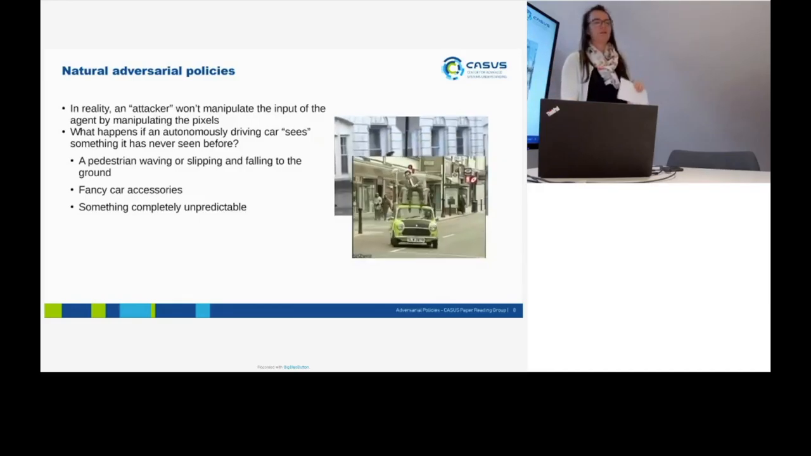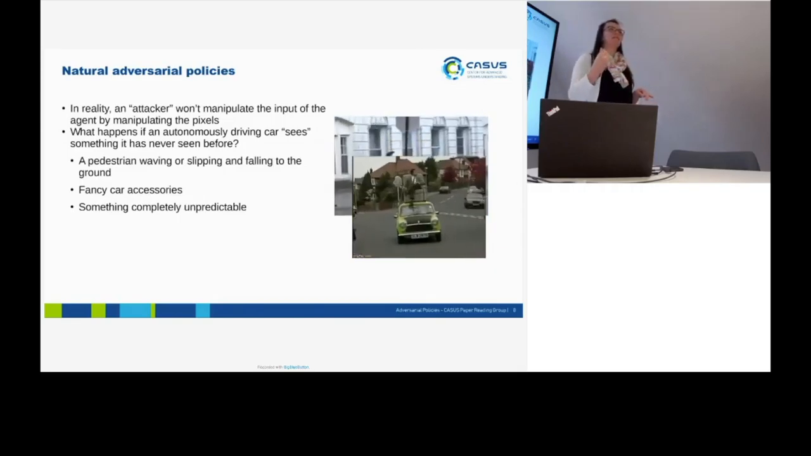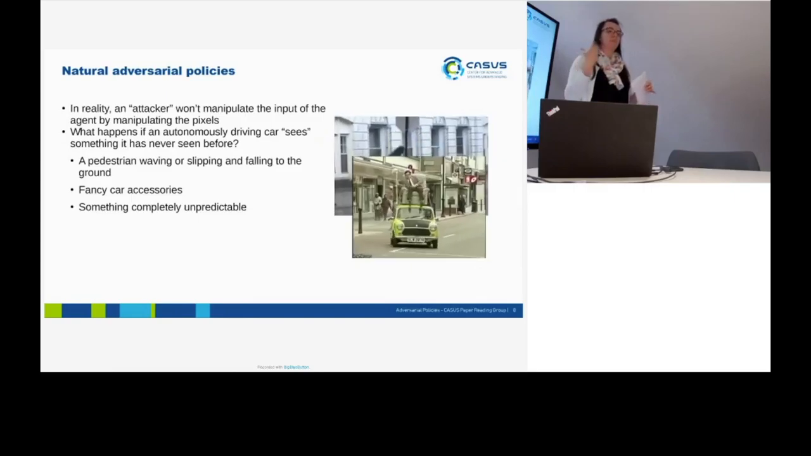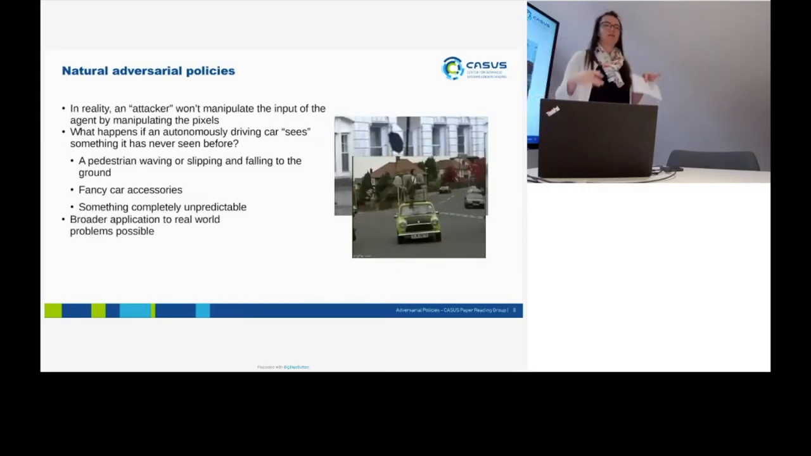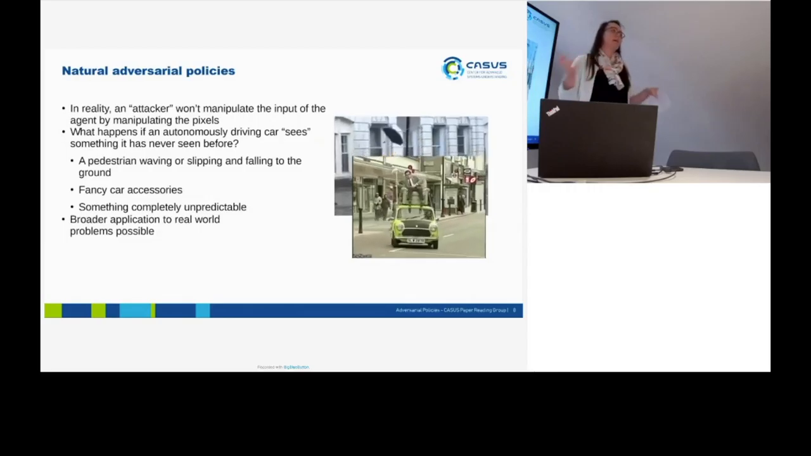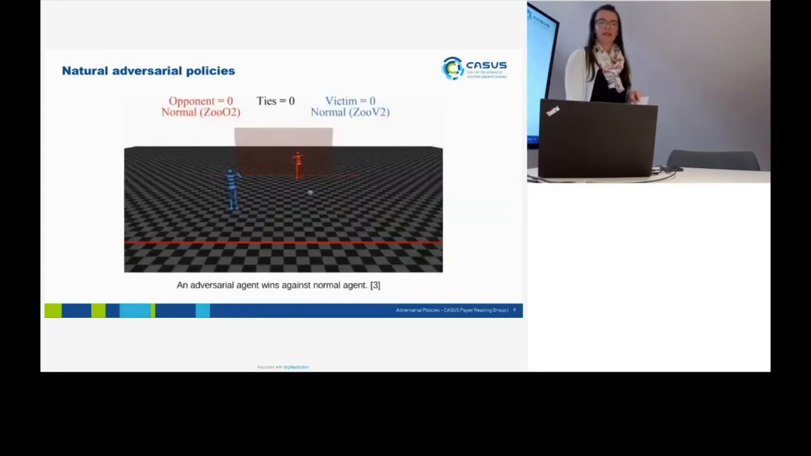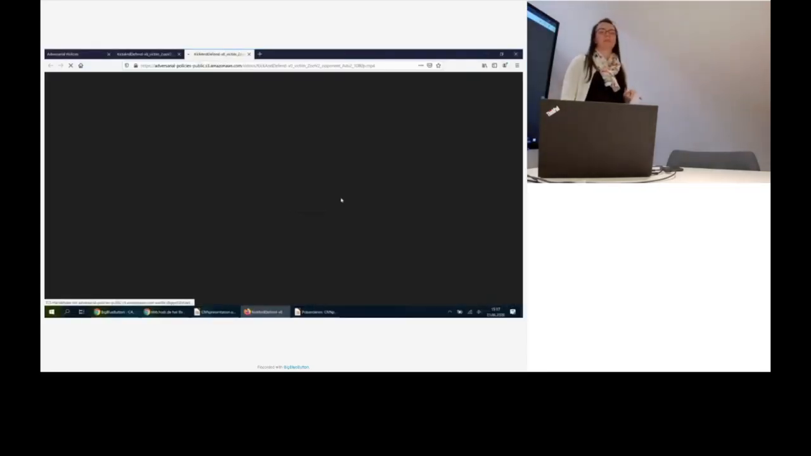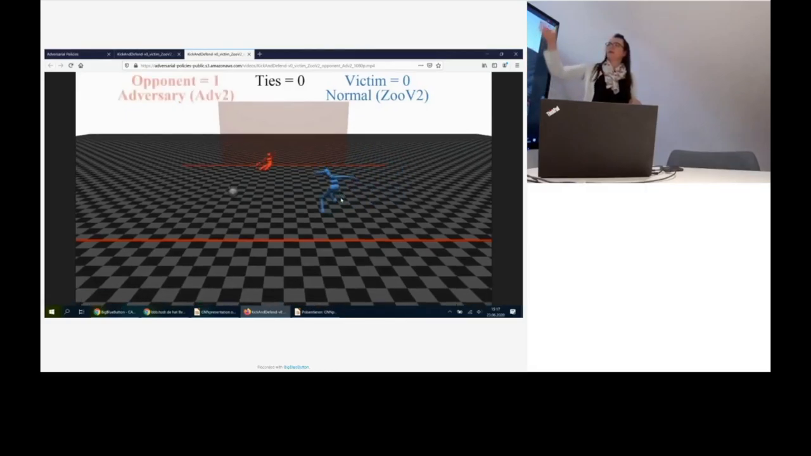So, if we could implement something that is physically possible and natural looking to the training algorithm, we could then make our nets more robust and apply it to more real-world problems. So Gleave et al. were able to show that this is actually possible. They trained an agent to be adversary to the victim, the blue one. You see that it falls to the ground and twitches.